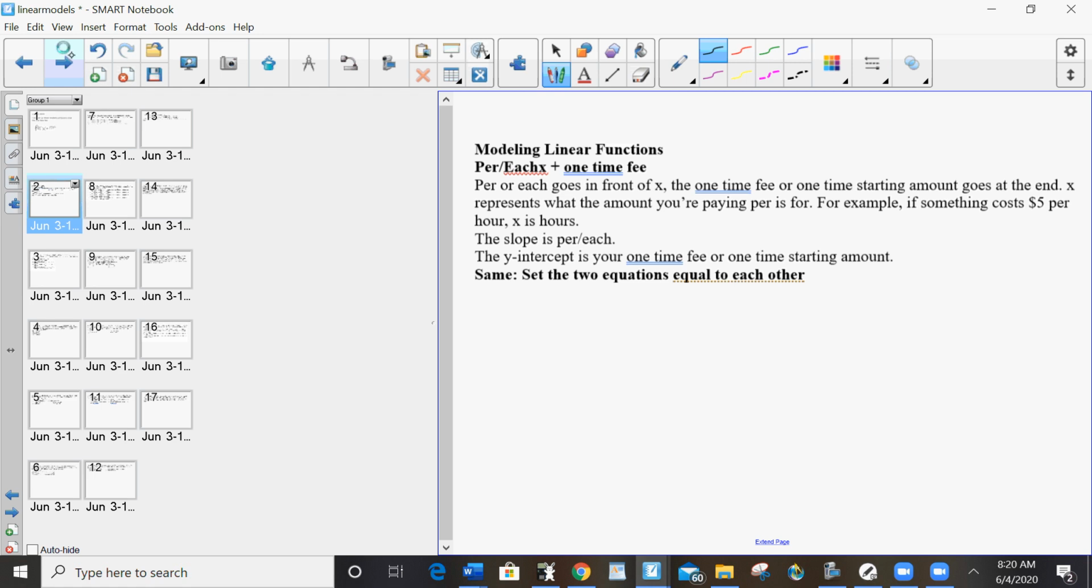The slope is your per or each. The y-intercept is your one-time fee or starting amount. And if it's a word problem that ever wants to know when the two things will be the same, then we're setting the two expressions equal to each other.